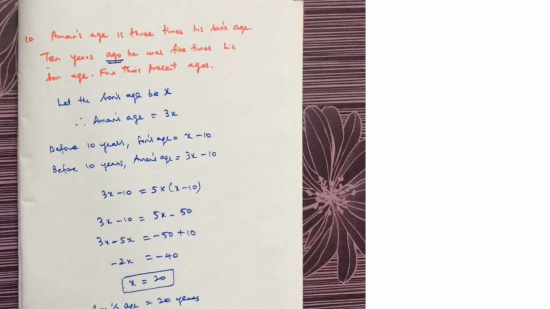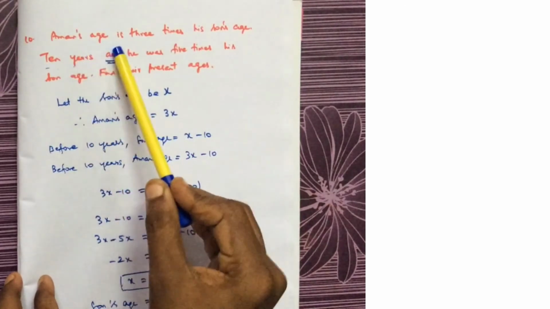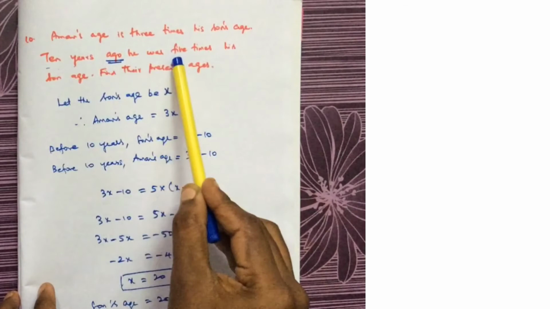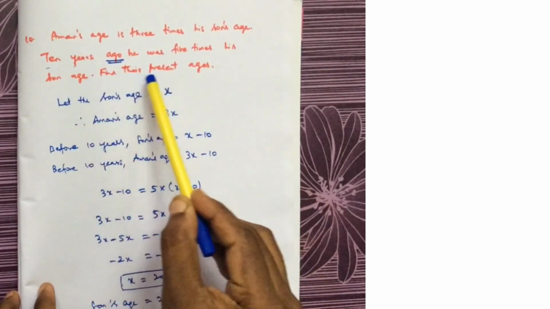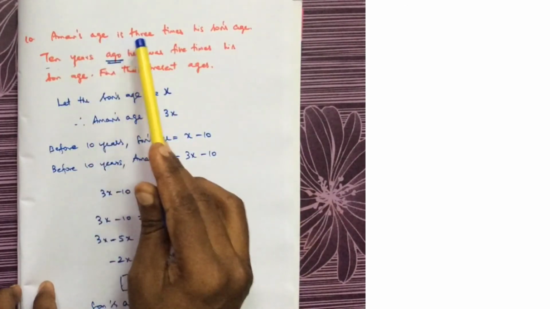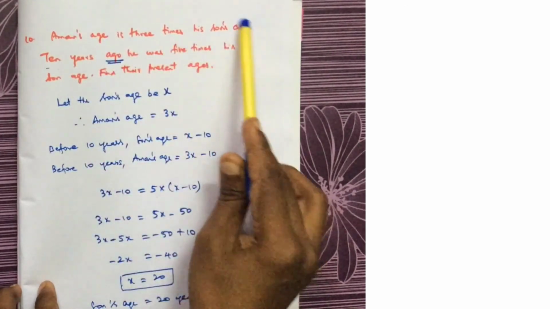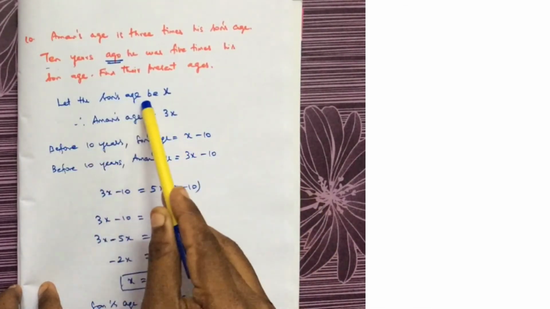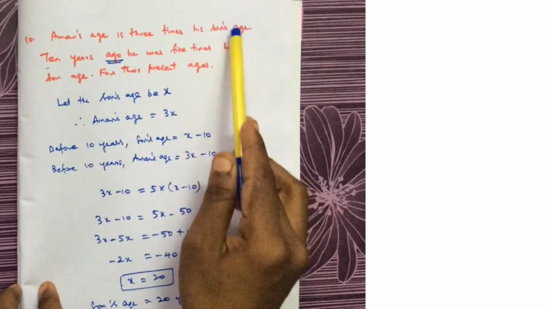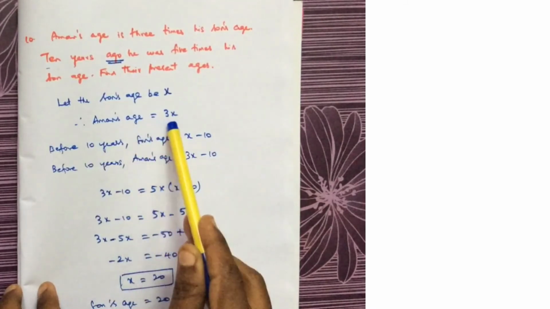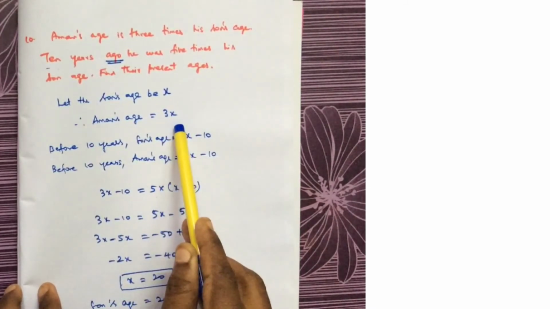The next problem is, Aman's age is 3 times his son's age. 10 years ago he was 5 times his son's age. Find their present ages. So Aman's age is 3 times his son's age. First let me take the son's age as x. Let the son's age be x. If the son's age is x, Aman's age is 3 times of that. Therefore Aman's age is 3 multiplied by x, that is 3x.